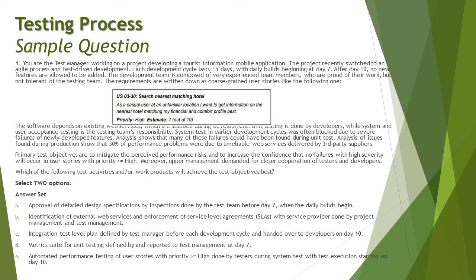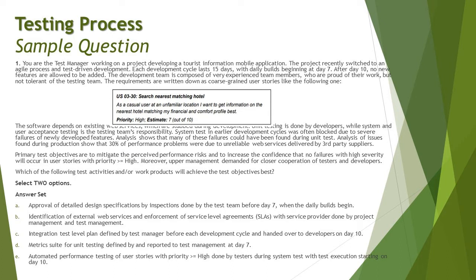Now, your primary objective is about performance testing and to increase the confidence that no failure with high severity will occur in user stories with priority greater than or equal to high. Okay, so now the main objective is talking about the performance risk and to increase the confidence by reducing the failures which you are getting because of the new features which are integrated. Now, and that is for priority greater than or equal to high.